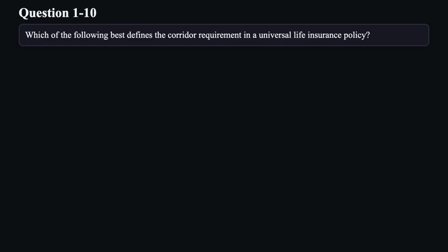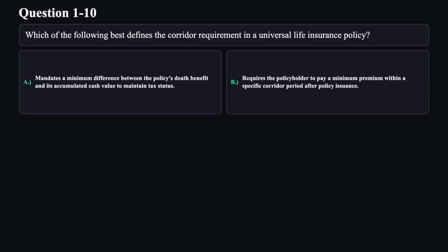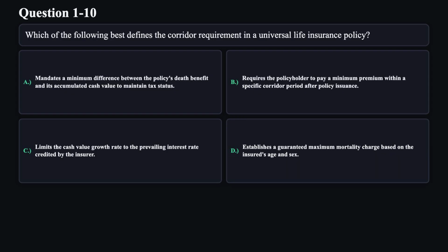Question 10. Which of the following best defines the quarter requirement in a universal life insurance policy? A. Mandates a minimum difference between the policy's death benefit and its accumulated cash value to maintain tax status. B. Requires the policyholder to pay a minimum premium within a specific quarter period after policy issuance. C. Limits the cash value growth rate to the prevailing interest rate credited by the insurer. D. Establishes a guaranteed maximum mortality charge based on the insured's age and sex.